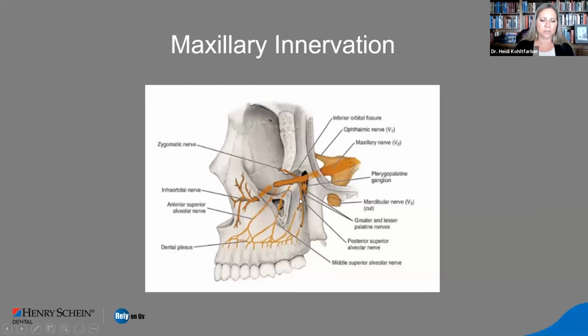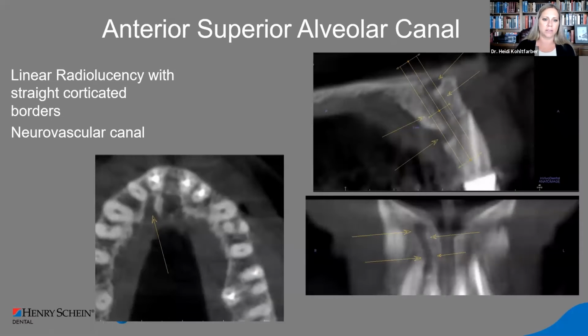And we do have some small little branches that extend off. This is part of our dental plexus. You're going to have the posterior superior alveolar neurovascular canals, and they're going to extend forward with this dental plexus and join with our middle superior alveolar neurovascular canals and the anterior superior alveolar nerve canals. Now, we do see a lot more neurovascular canals in 3D than we ever saw in 2D, so we can see these, and we do want to avoid them if possible.